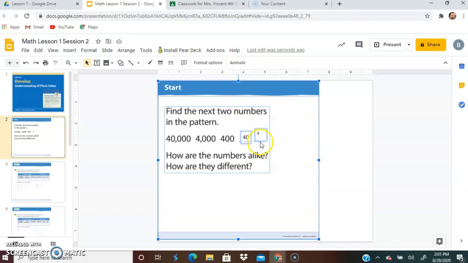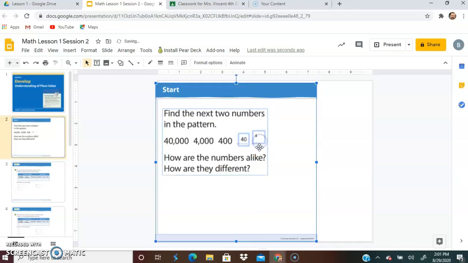Okay, so we want to know, how are these numbers alike and how are they different? So we noticed that here we had 4 zeros, then it went down to 3 zeros, 2 zeros, 1 zero, no zeros. So they're alike because they all have the digit 4, but they're different because the 4 is in a different place value each time. Each time the value is 10 times less than the number before it.